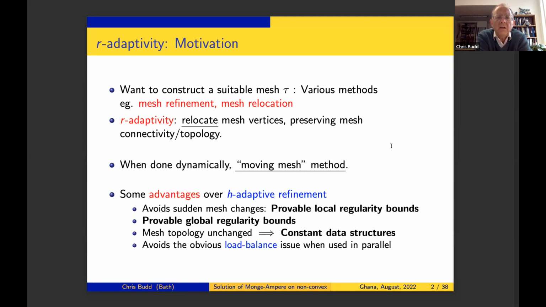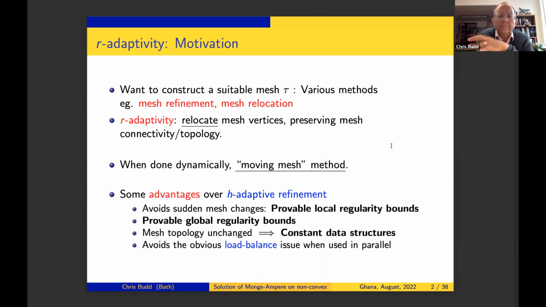But there are many, many advantages that R adaptivity has over H adaptivity. One is that you can have very nicely graded meshes. I'll show you an example of this in a minute. If you have a triangle and you divide it into two, you get a jump in your mesh size where it goes from 1 to 2, which is quite a big jump. Whereas if you move the points, you can have much more graded meshes. So you can get nice regularity bounds from that.